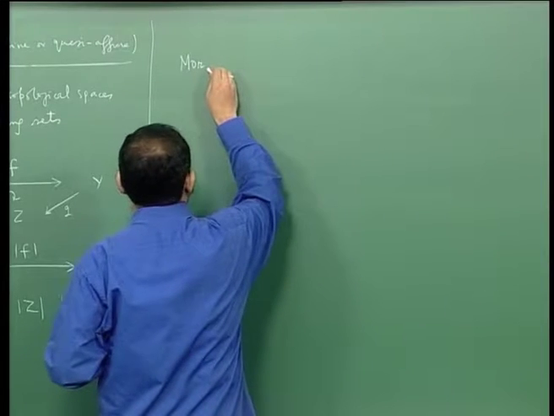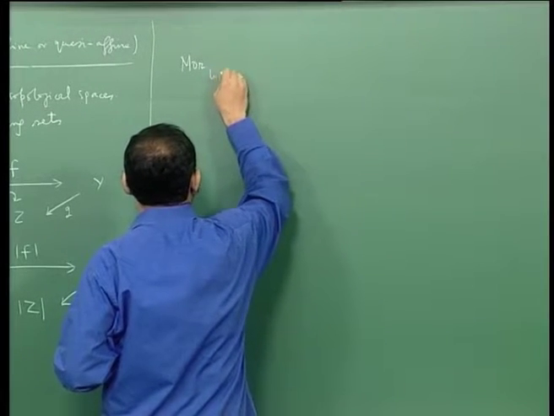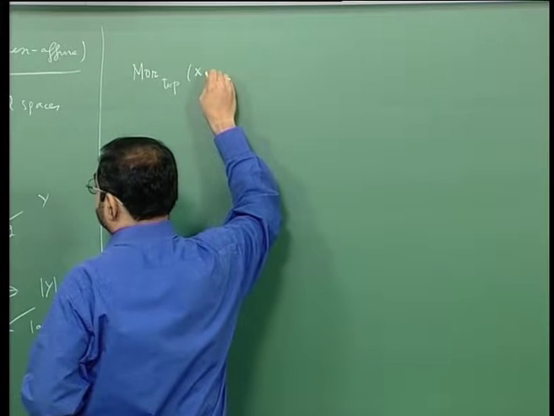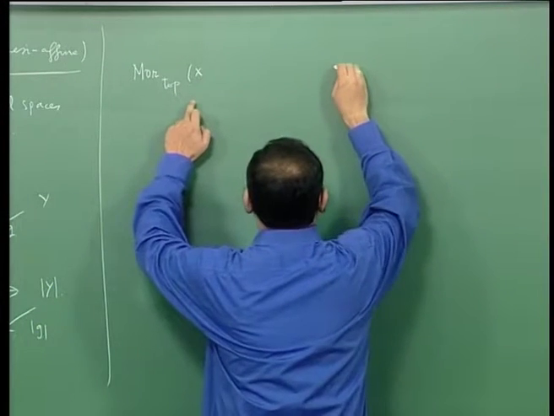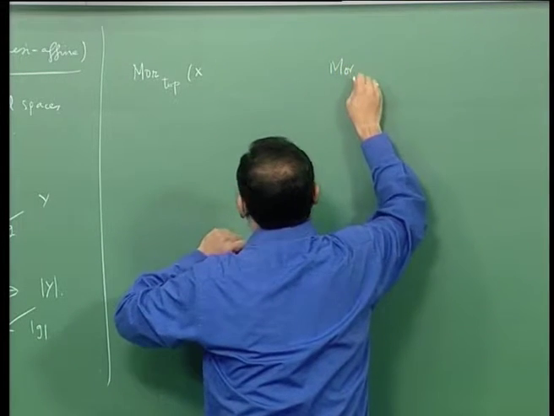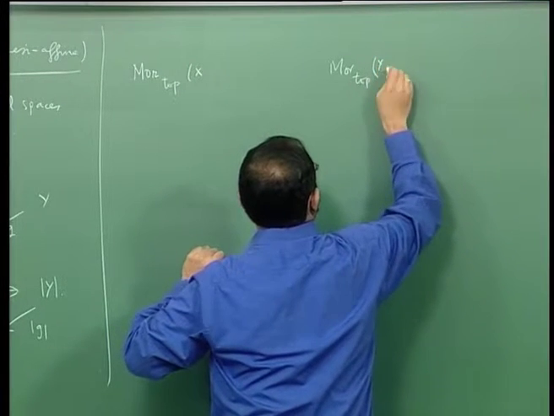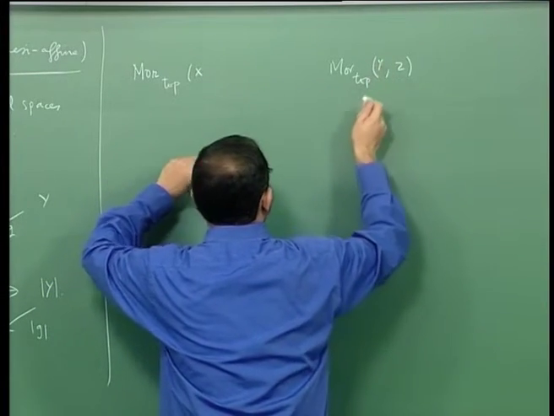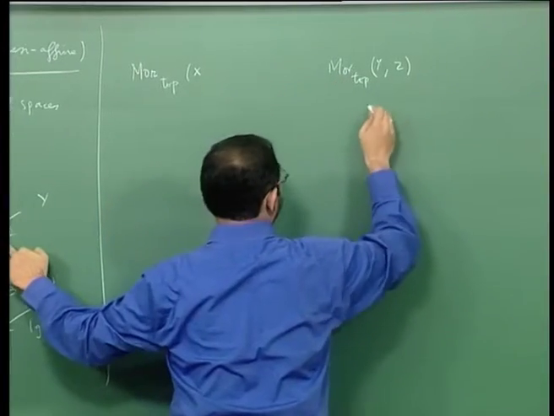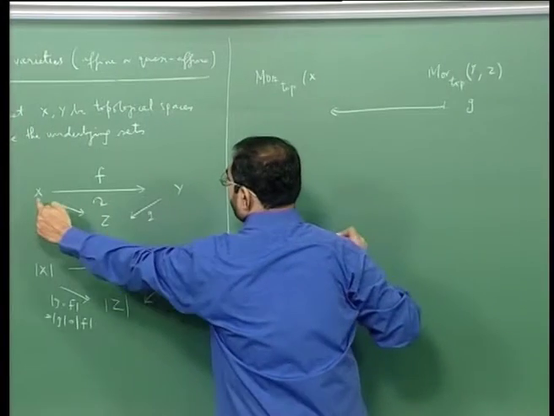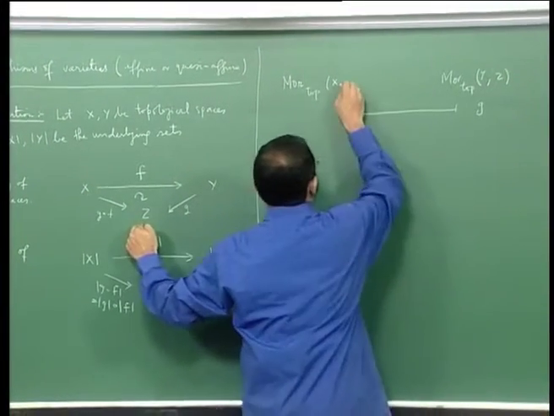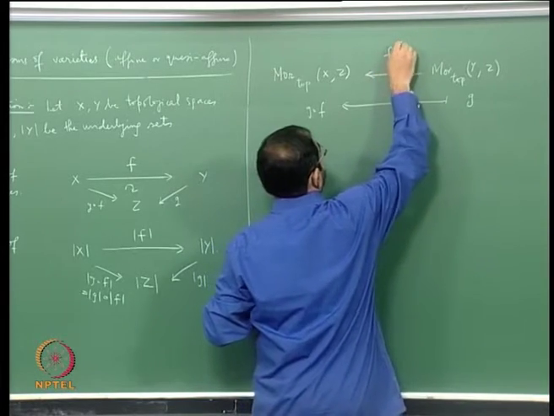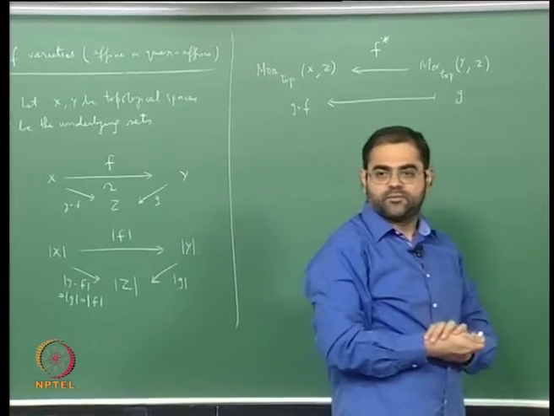So let me do the following thing. I will take morphisms of topological spaces from y to z, okay, and if you give me a morphism of topological spaces from y to z, namely G, I get a morphism of topological spaces from x to z, which is G circle F, and this map which is going in the reverse direction, one writes as F star. This is called the pullback of morphisms, okay.